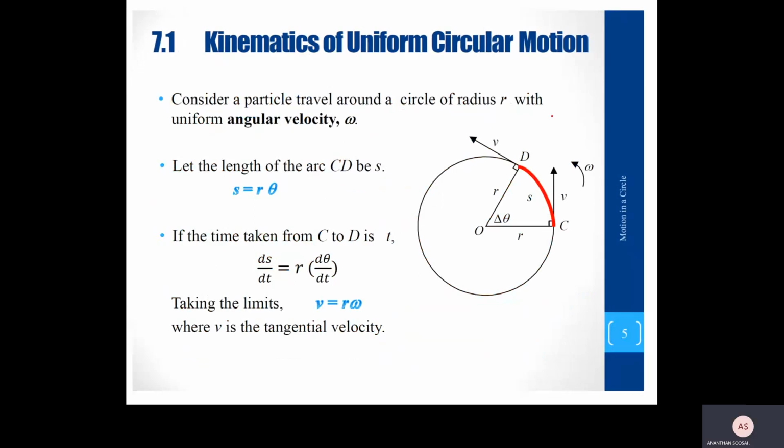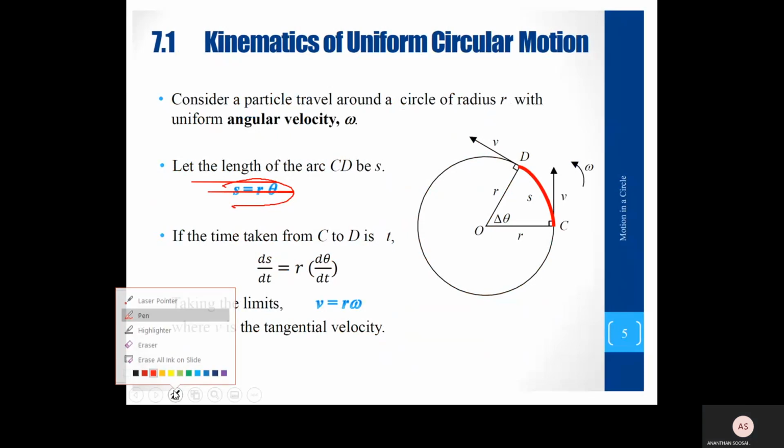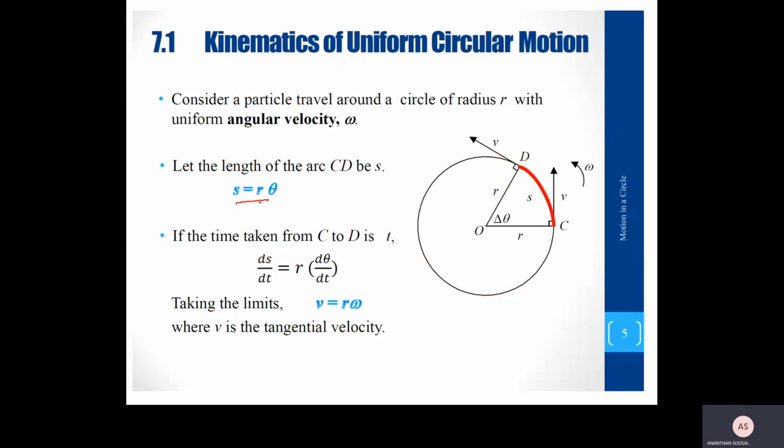Okay, now I believe you came across this formula in your admath: S equals R theta. You have learned this in your circular motion, right? Now in this S equals R theta, you divide both sides by time. So S over T is your linear velocity, meter per second. R is R, and theta over time is your omega. This is the second important formula: V equals R omega.